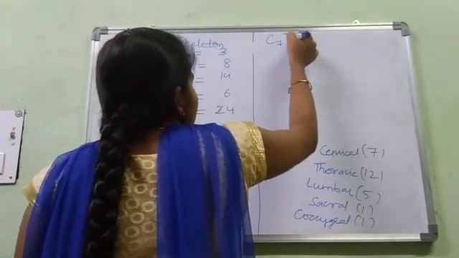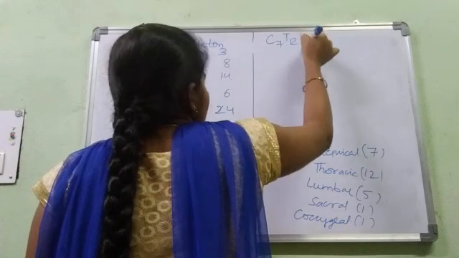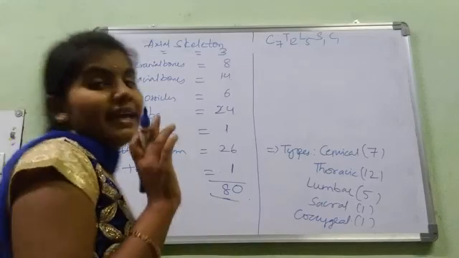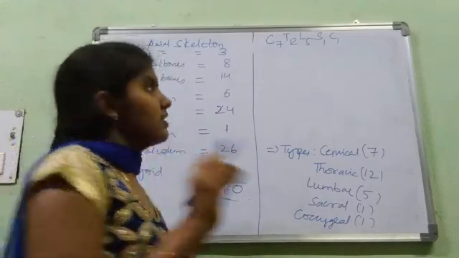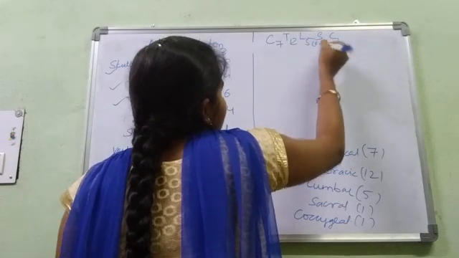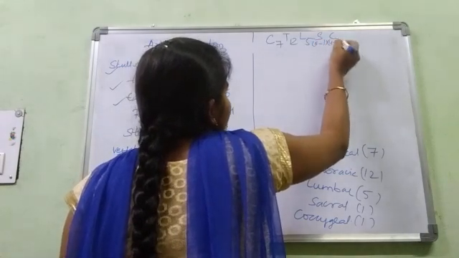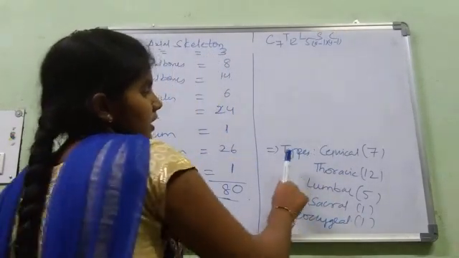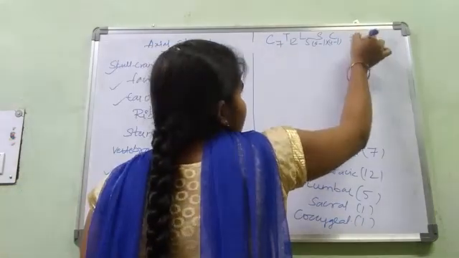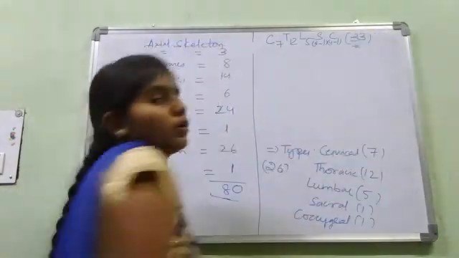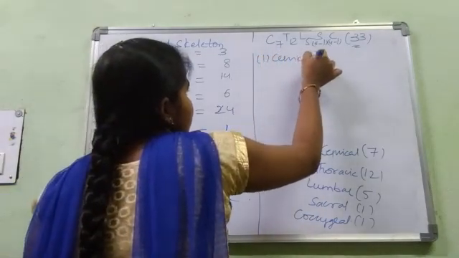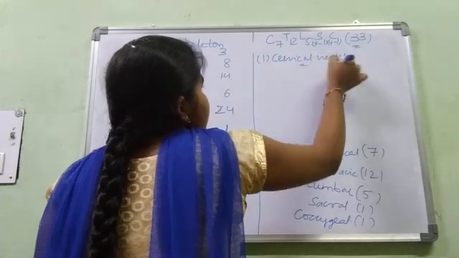C7, T12, L5, S1, C1. Okay. In embryo stages, 5 are fused to 1 to form the sacral and 4 are fused to form the coccygeal. Hence, in adults we have 26, whereas in embryo we used to have 33 vertebrae in total. Let us discuss about the cervical vertebra. This is a cervical vertebra.